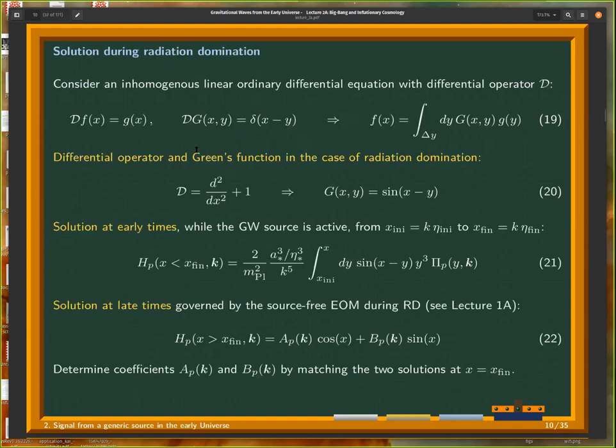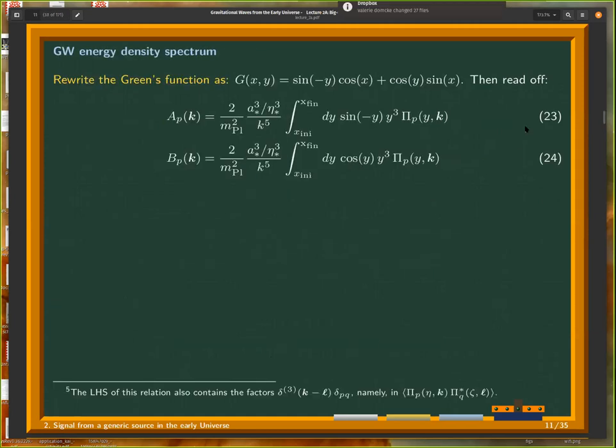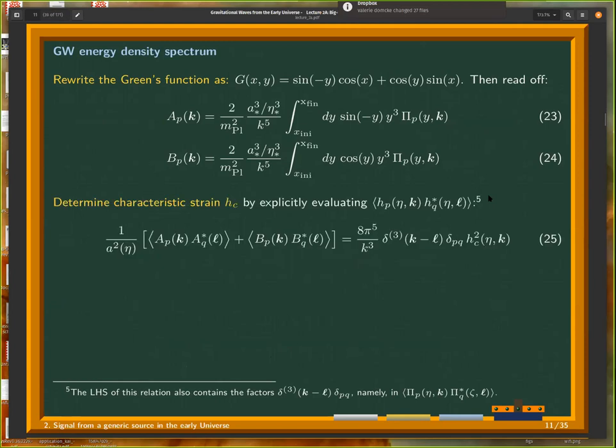There we have the full solution. Now we can take that solution at late times and just use the values of A and B that we just determined. The result is here in equations 23 and 24. And we can calculate what we expect to see at late times in our observatories, in our gravitational wave experiments.